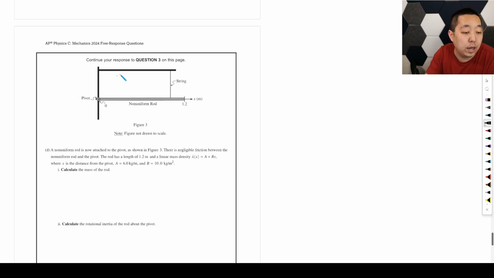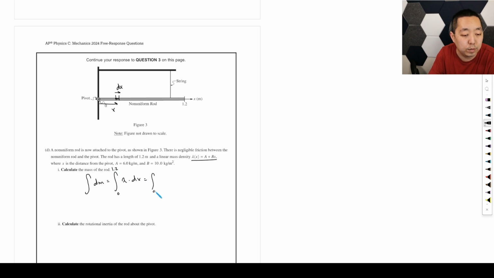Let's see. A non-uniform rod is now attached to the pivot. There's negligible friction between the non-uniform rod and the pivot. So non-uniform rod. The rod has a length of 1.2 meters, with linear mass density given, where x is the distance from the pivot. Calculate the mass of the rod. Okay, so total mass of the rod is going to be the integral of just dm, which is the integral of the linear density times dx, right? Because you're going to chop this thing up into little pieces at location x, and the length of those is dx. Dx times the linear mass density gives you the mass of that piece, and then you're going to integrate this from, I guess, 0 to 1.2.